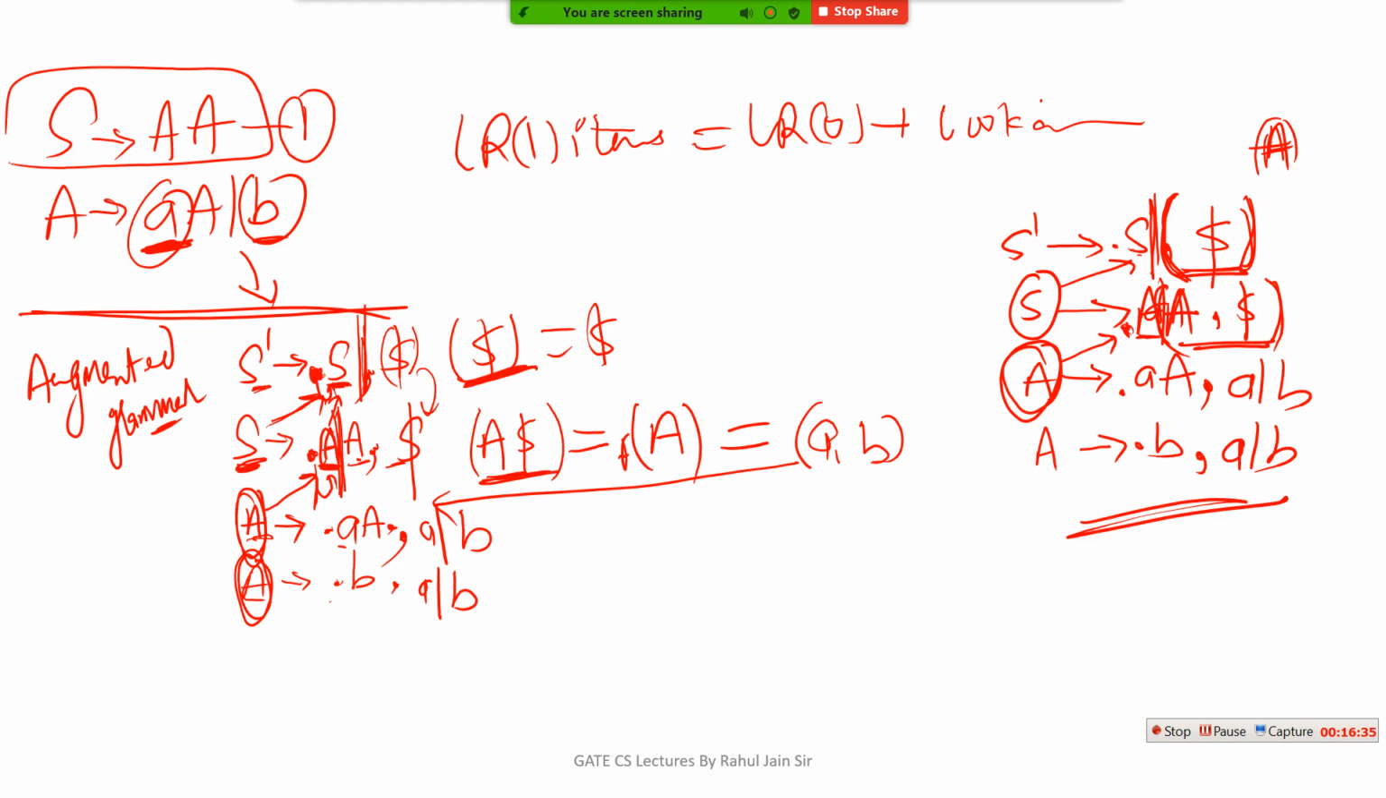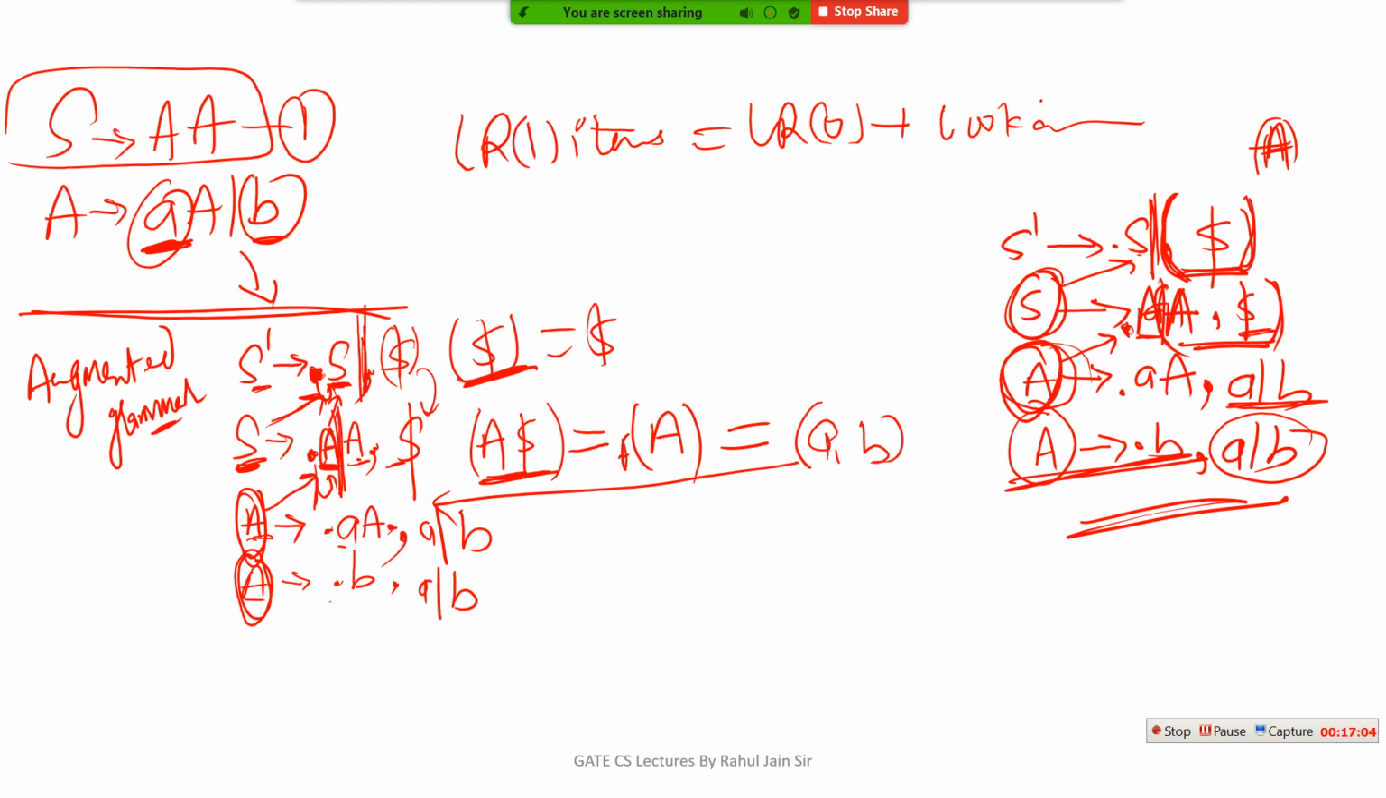Is it clear or not? Just tell me. If any candidate has any doubt, I will try to solve it, because lookaheads are very important. Whenever we reduce this equation, we reduce on the a and b transitions. Whenever we reduce this equation, we reduce on dollar. Is it clear, guys?